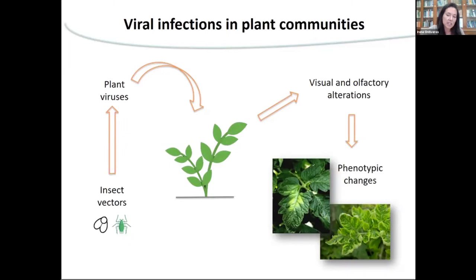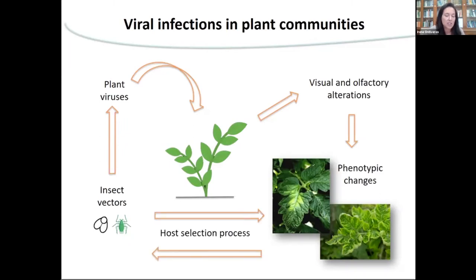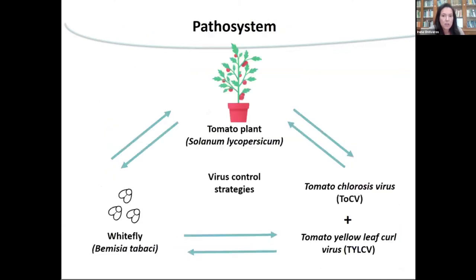When infecting a host, plant viruses are capable of inducing several visual and olfactory alterations. These phenotypic changes can be relevant for the host selection process by insect vectors during the infection with a given virus. However, we wanted to go one step further, and we wondered how the alterations induced by the simultaneous presence of several viruses in a susceptible host may influence the host selection process by insect vectors. Thus, we focused on the study of the network interaction within the pathosystem you can see in this slide.